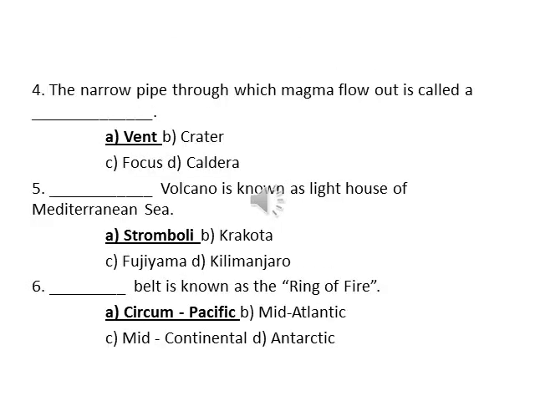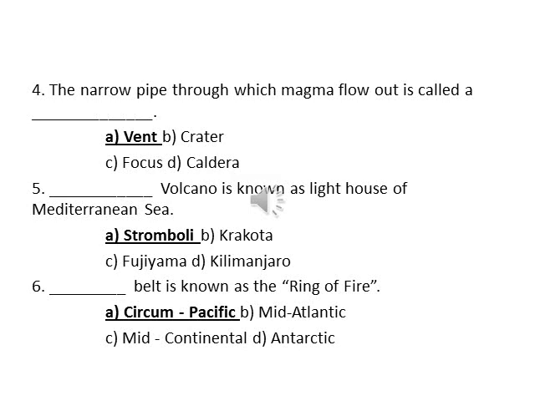Then fourth one. The narrow pipe through which magma flows out is called A. Vent, B. Crater, C. Focus, D. Caldera. The magma from the interior of the earth comes to the surface through a narrow pipe. That is called a vent. Option A.